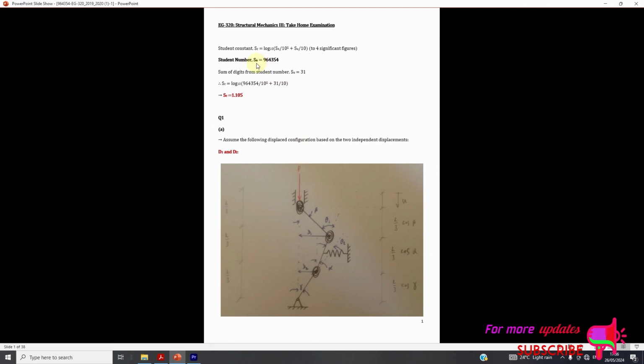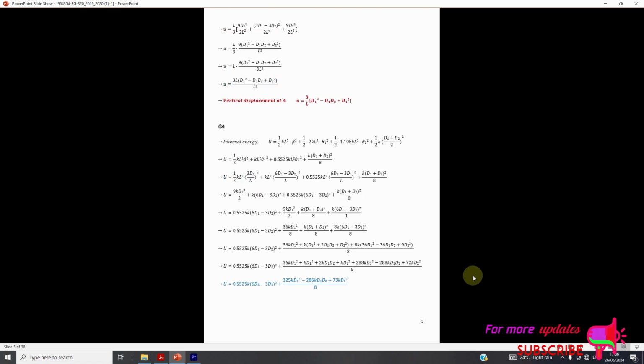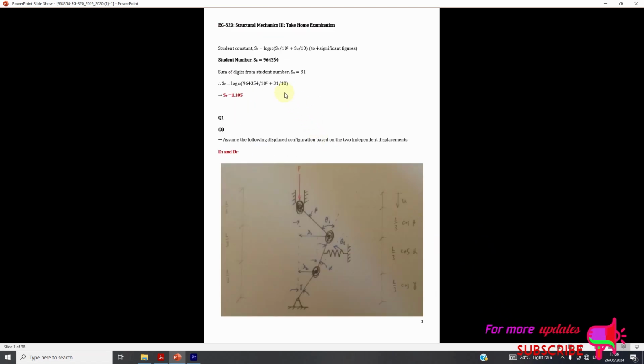Now, let's say my student number is 964,354. The sum of this, 9 plus 6 plus 4 plus 3 plus 5 plus 4, is a total of 31. Now, my student constant will be that one over 10 to the power 5 plus 31 into 10. Then it will be log to base 10 of that. Now I find my answer is 1.105.